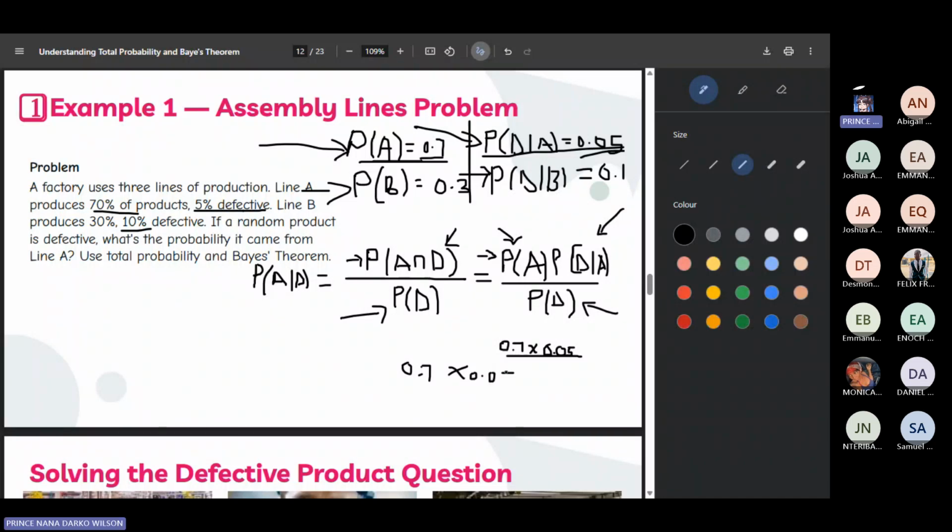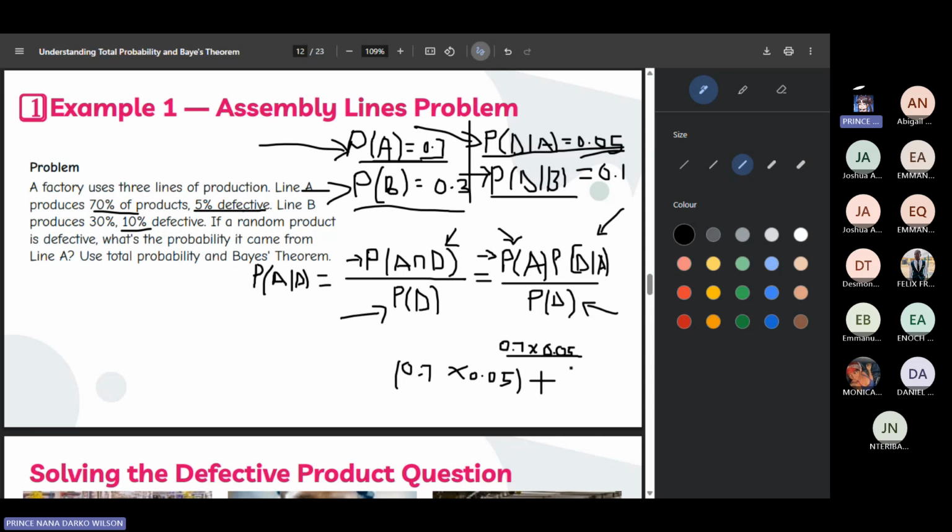And then we add that to the probability of picking a defective product, but this time from line B. Remember that the defective product may come from A or B, but the question is asking you to pick it from line A. Therefore, you must express this over the total probability of picking a defective product, which means it can come from line A or line B. So if this is it for line A, line B is going to be the probability of picking B, multiplied by the probability of picking a defective product, given that it came from B.